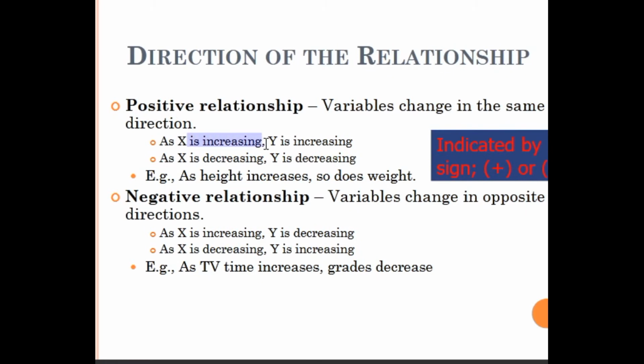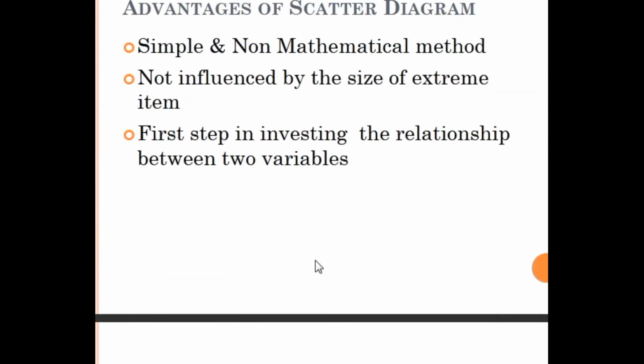In positive correlation, if x is increasing, y is also increasing. If x is decreasing, y is also decreasing, like that. But negative is different. If x increases, y decreases, the opposite. If x is decreasing, y is increasing. That is called always the opposite side. It shows the opposite side. So these are the advantages.